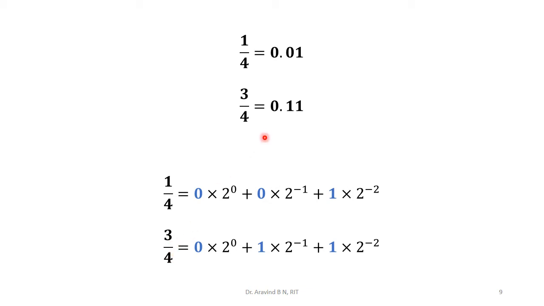3 is represented by 0.11. The overall 3 divided by 4 is represented by 0.11. Expanding this by making use of 2 to the powers, we get 0 into 2 to the power of 0 plus 1 into 2 to the power of -1. This one we are talking about. Then one more 1 is there, 1 into 2 to the power of -2 we are going to have. Now after making the simplification of this one, we are going to get the fraction 3 divided by 4. That means this term will be equal to 0, 1 divided by 2 plus 1 divided by 4. If we make a simplification of that, we are going to get 3 divided by 4.